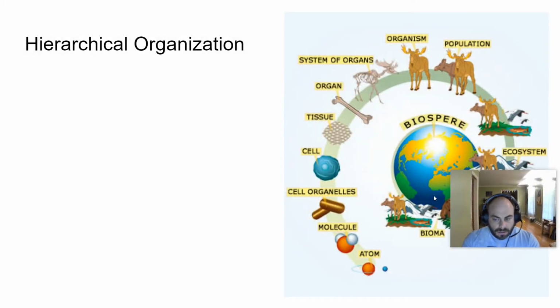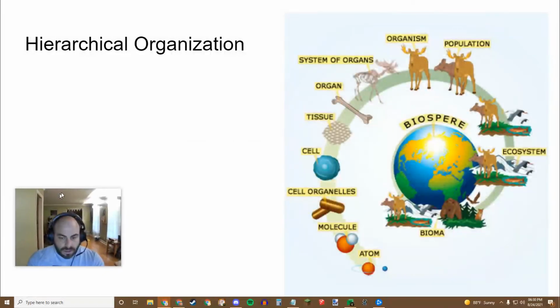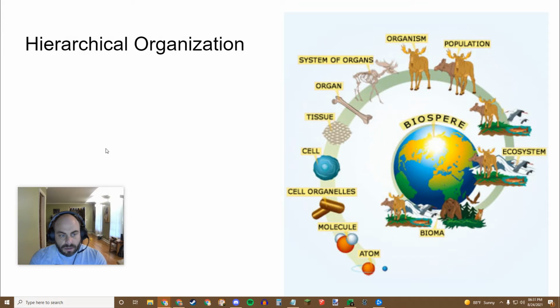Another thing that makes something living is hierarchical organization. All living things demonstrate complex organization, whether it be internal or external. Internally, as this picture shows, you have an organism, then a system of organs, and then down to organs and so forth, all the way down to the smallest thing.